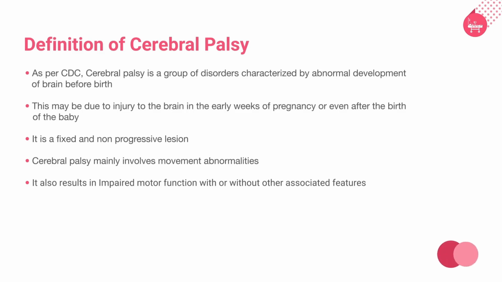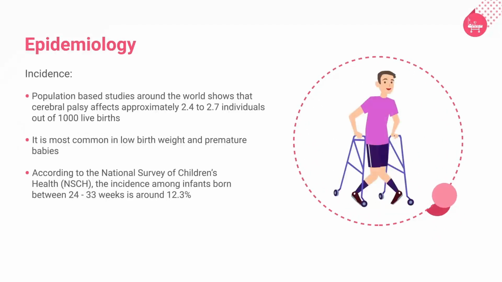Cerebral palsy can be defined as damage to the cerebral hemispheres, resulting in a fixed, non-progressive lesion, further leading to grossly impaired motor function with or without other associated features. This damage may occur early during pregnancy or even after childbirth, which we are going to learn in coming slides. Now, let us look at the prevalence standards of cerebral palsy, CP.